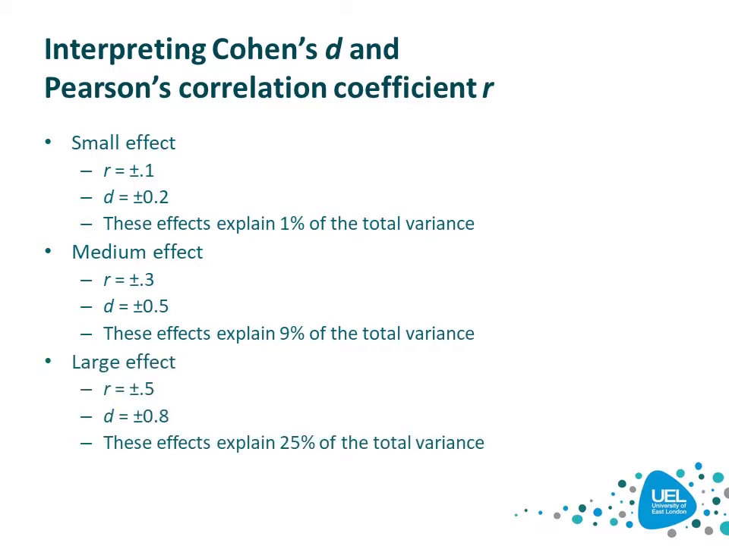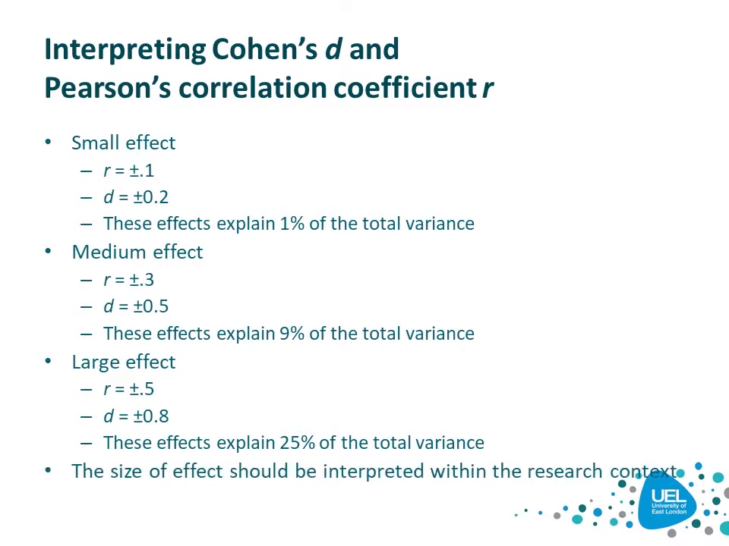And finally, a correlation of plus or minus 0.5 or a Cohen's d of plus or minus 0.8 indicate that there is a large effect, and these effects explain 25% of the total variance. When interpreting the effect size, it's important to consider the effect size of previous research done in the field on the same context. It's important to consider the research context when you are interpreting the effect size.